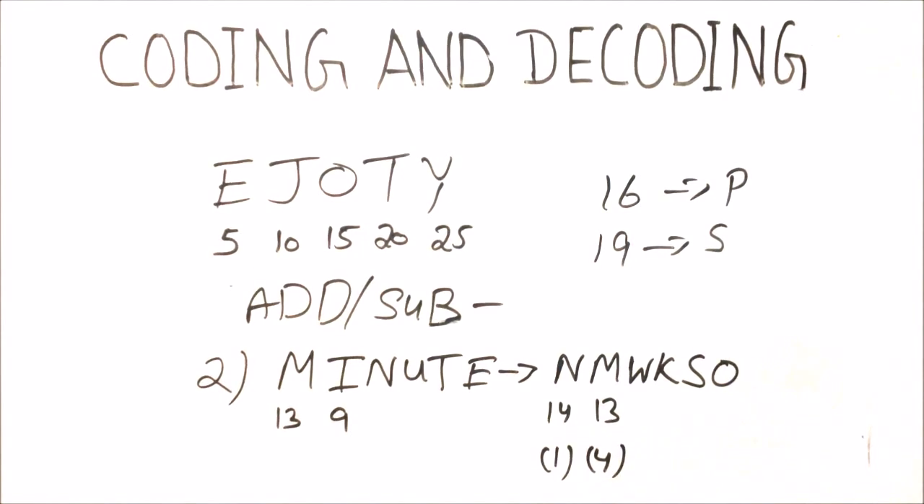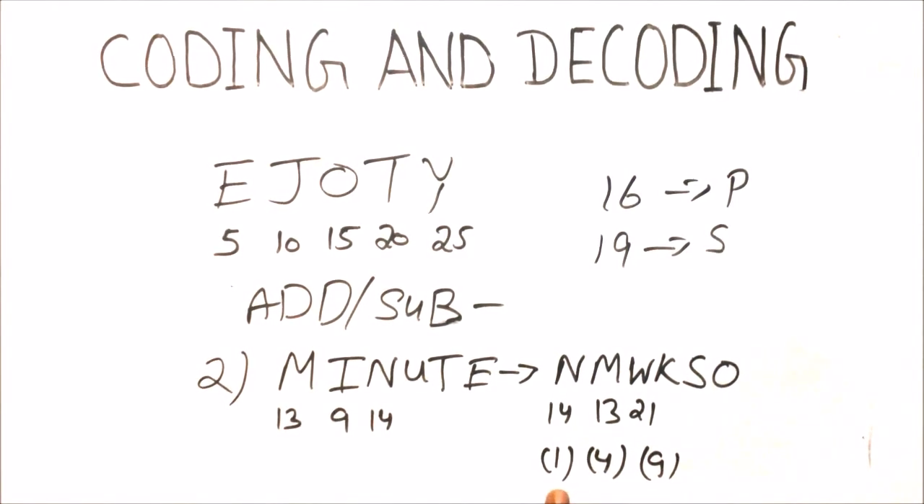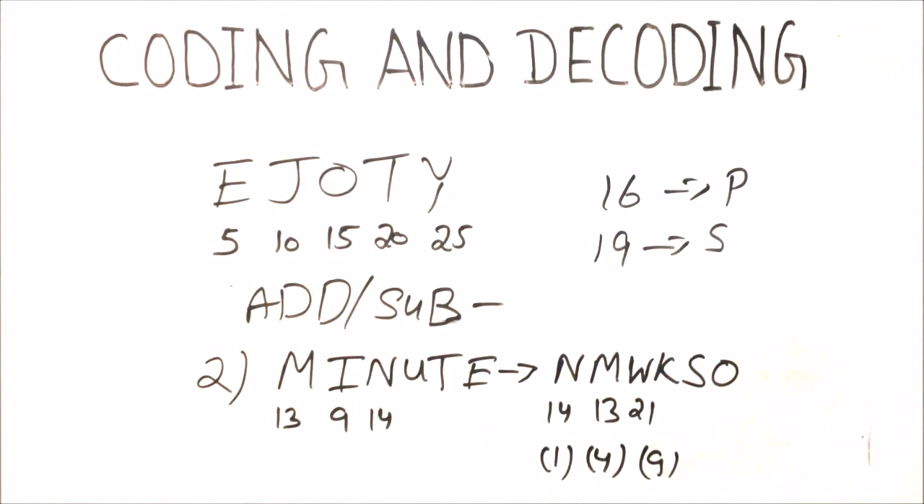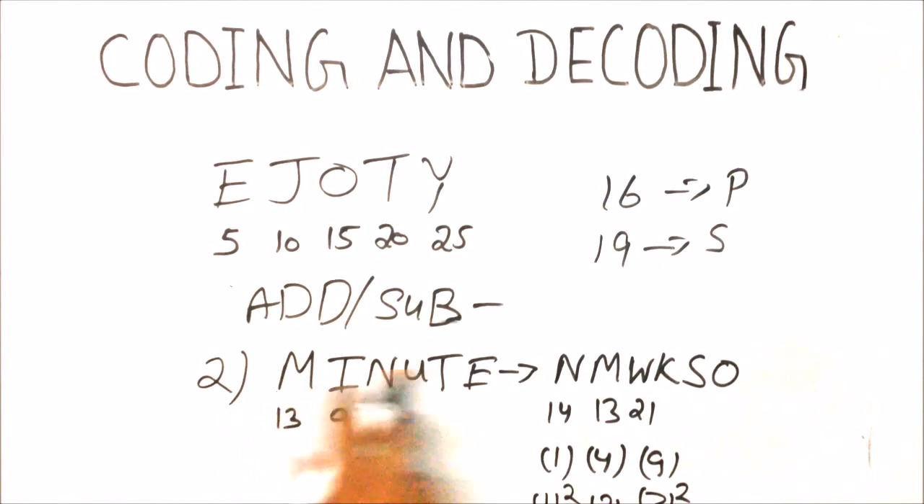Now what you just need to do is look at the differences. N comes at the 14th place in the alphabetical order, and W comes at the 21st place. So here the difference is 9. Now if you see 1, 4 and 9, you can spot the pattern: the difference of the alphabetical numbers is the square of 1, 2 and 3. This is 1 square, this is 2 square, this is 3 square. So the difference is the square of the number.